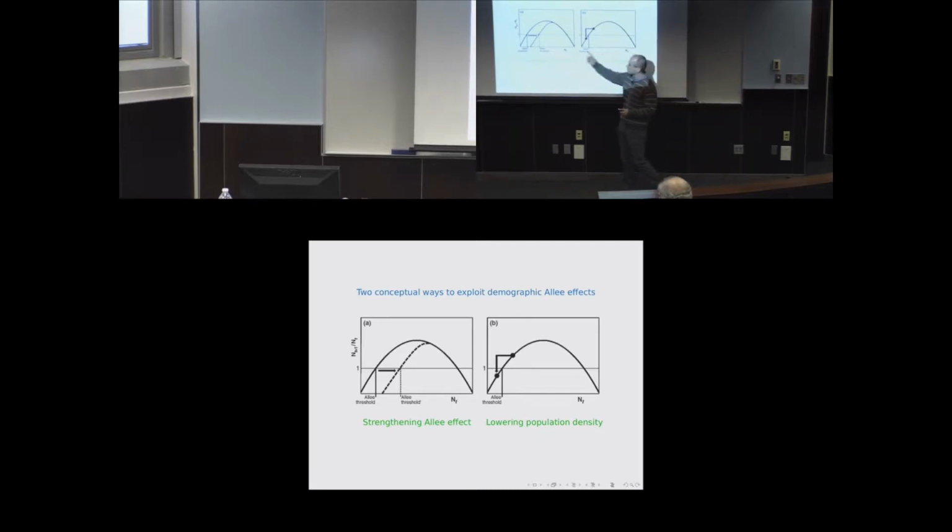So the other strategy is to take the current Allee threshold and somehow increase it to much higher levels, so that the current population is below this new value of the Allee threshold. So how to do that?